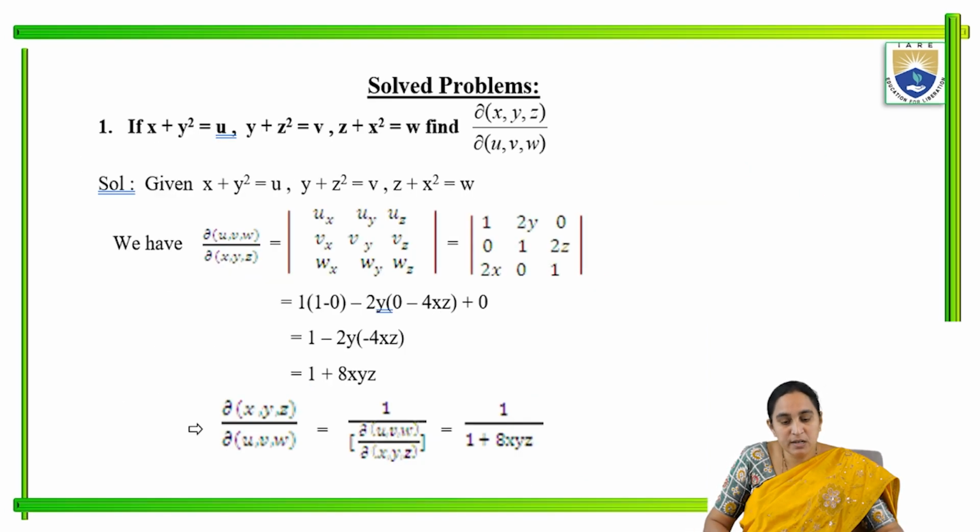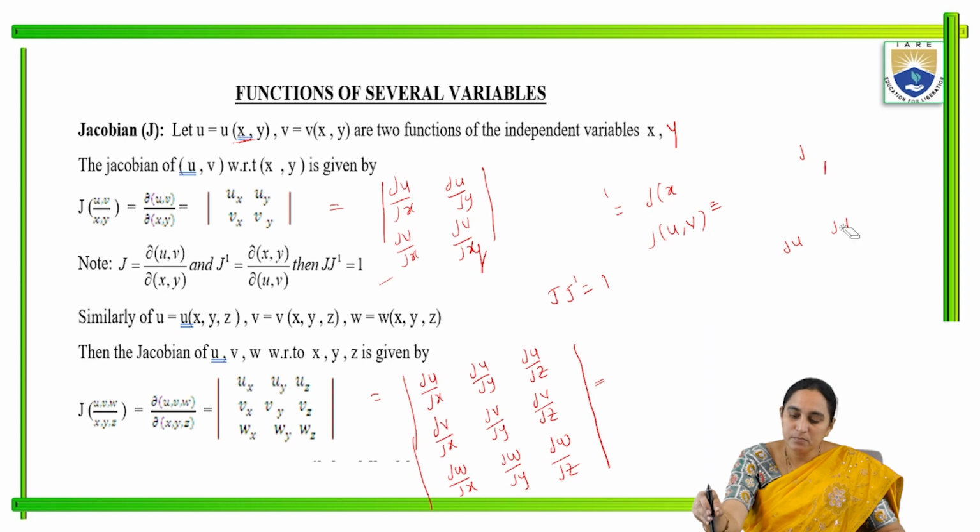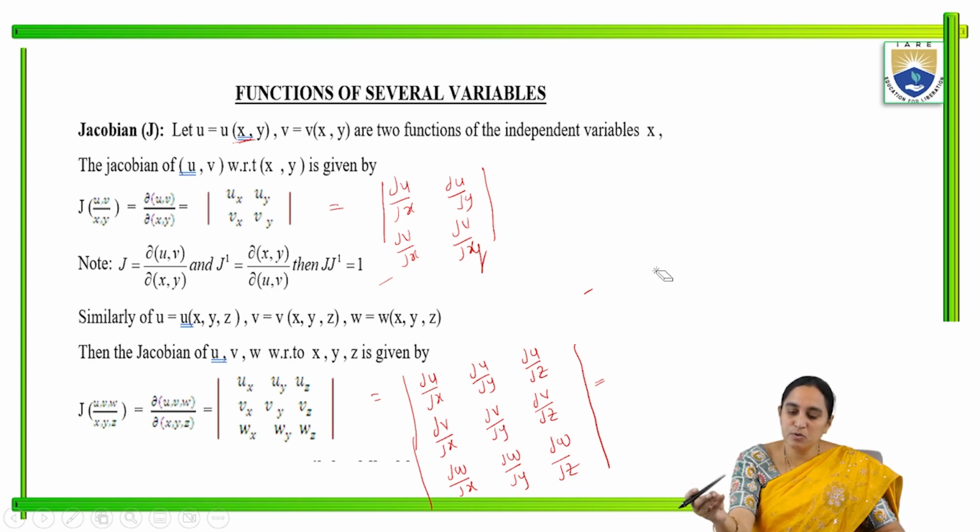And next, similarly, what about J dash? For the three variables, J dash is equal to the reciprocal of J. That means for the three variables, J dash is equal to ∂(x,y,z)/∂(u,v,w).